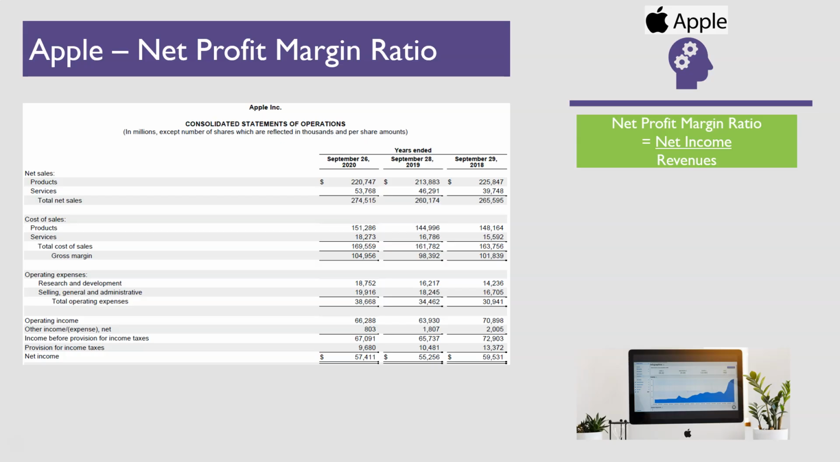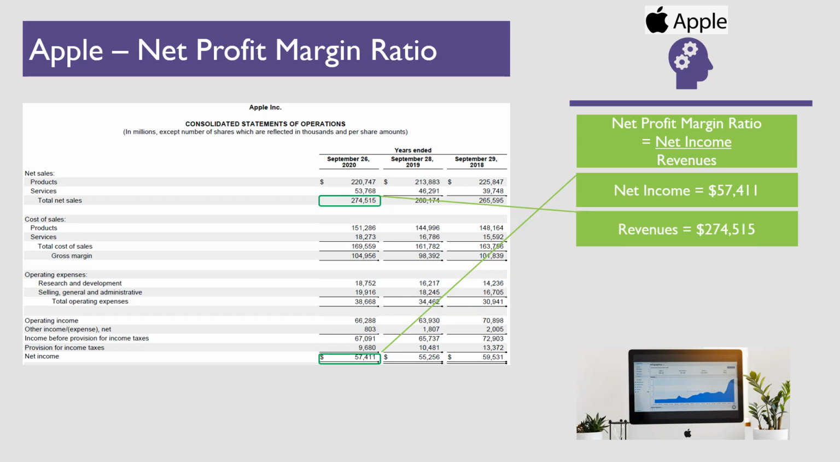So, how is this ratio calculated? Well, it's simply calculated by taking income before taxes and dividing that by revenues. Here we have net income of $57.4 billion. And then we have revenues of $274.5 billion. That results in a net profit margin ratio of 20.9%.